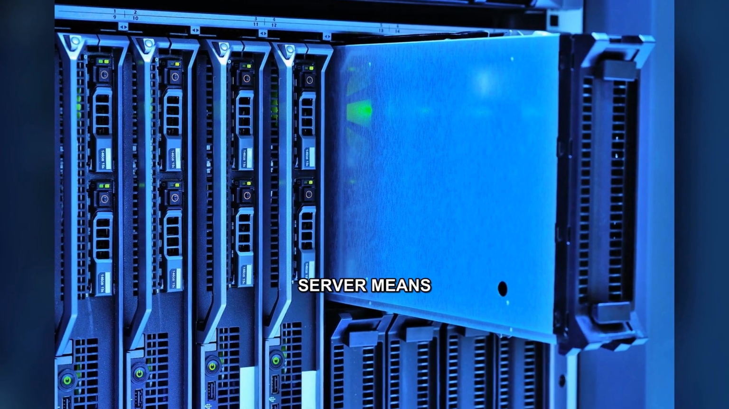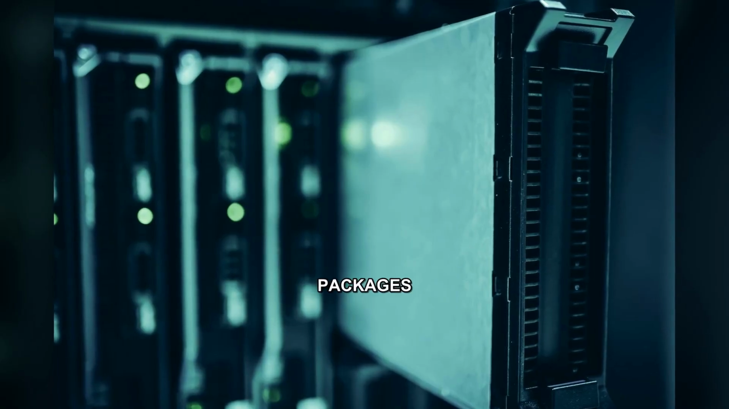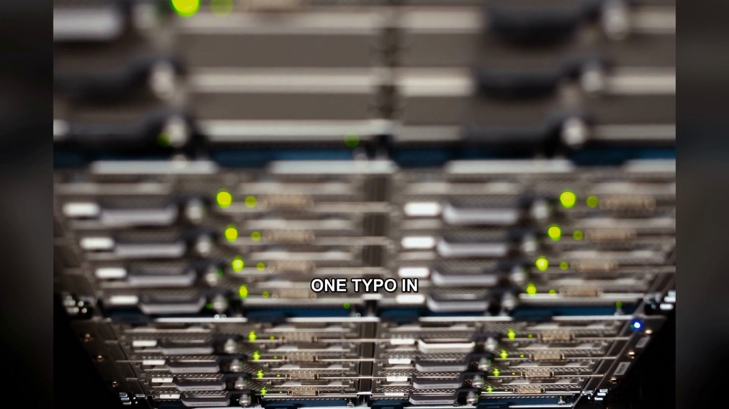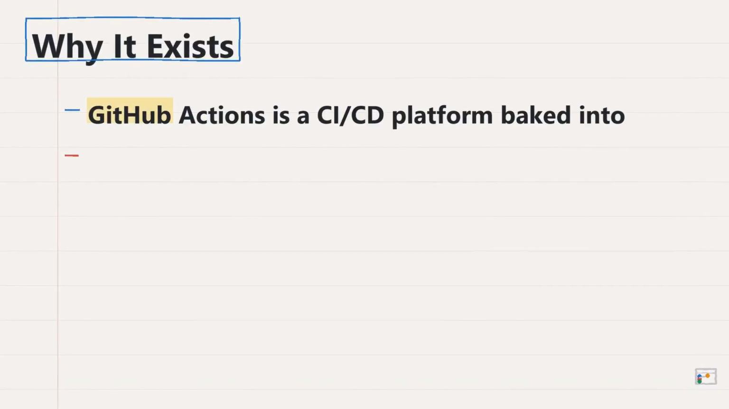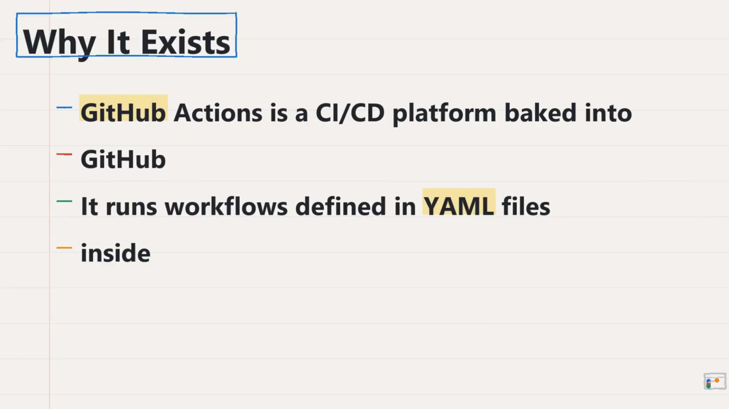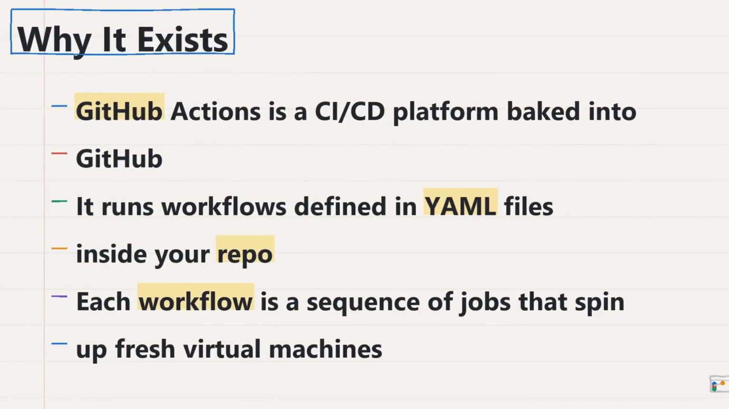Manually deploying to a server means SSHing, pulling the repo, installing packages, restarting services, and praying nothing breaks. One typo in a config file, and your whole stack is down for 20 minutes. GitHub Actions is a CI/CD platform baked into GitHub. It runs workflows defined in YAML files inside your repo. Each workflow is a sequence of jobs that spin up fresh virtual machines called runners to execute commands.